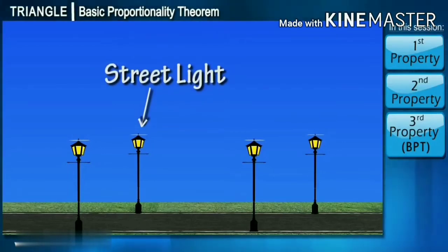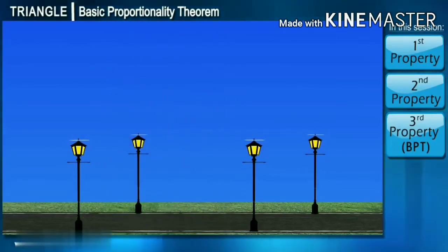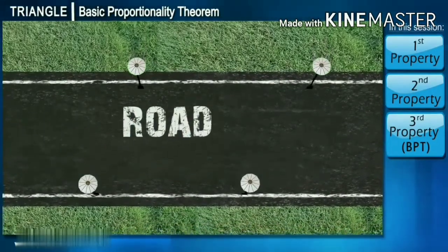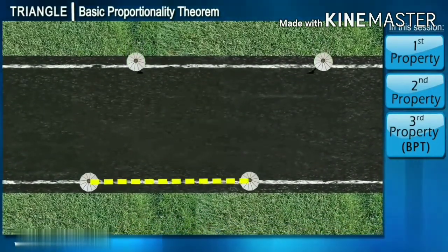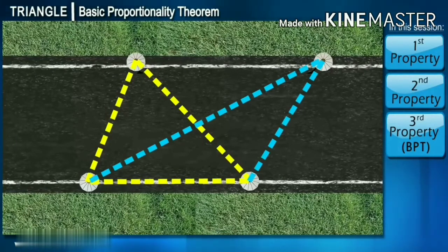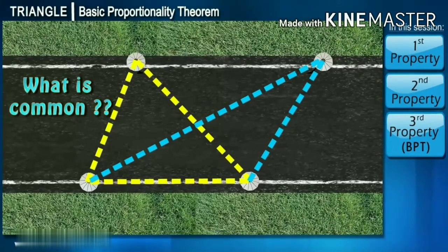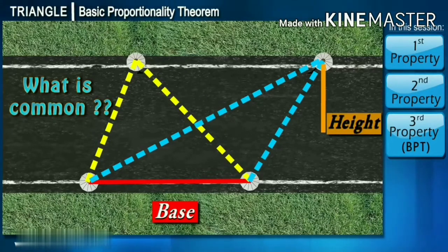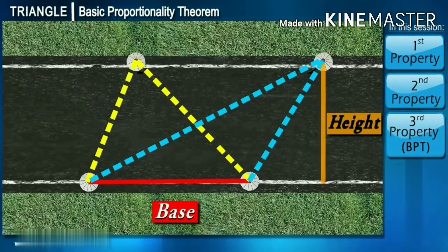In the road there are street lights. By considering this situation, let's see what we can come up with. Consider that there are 2 light poles on both the sides of the road, and let's draw 2 triangles by joining these 4 points. So by looking at this diagram, what is common between these 2 triangles? They have common base and height. These 2 triangles have common base and height.